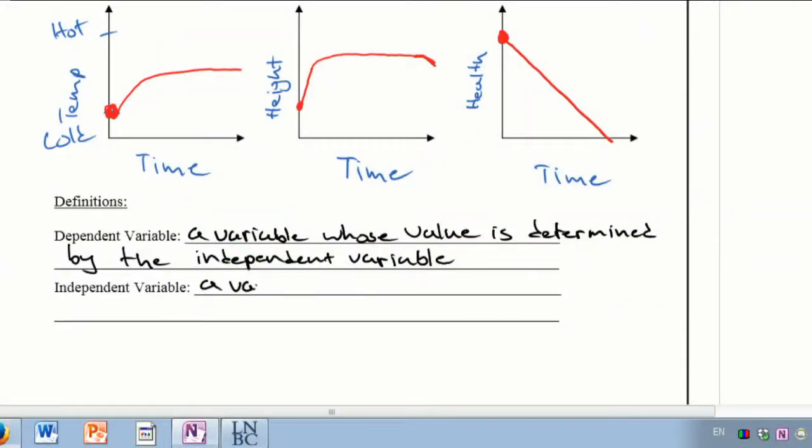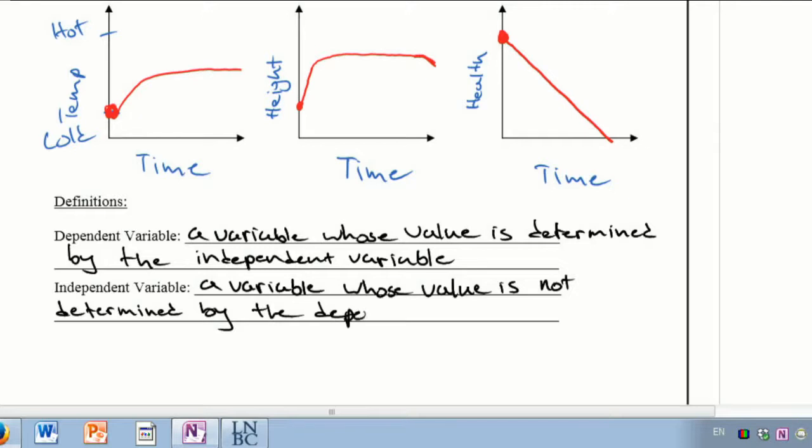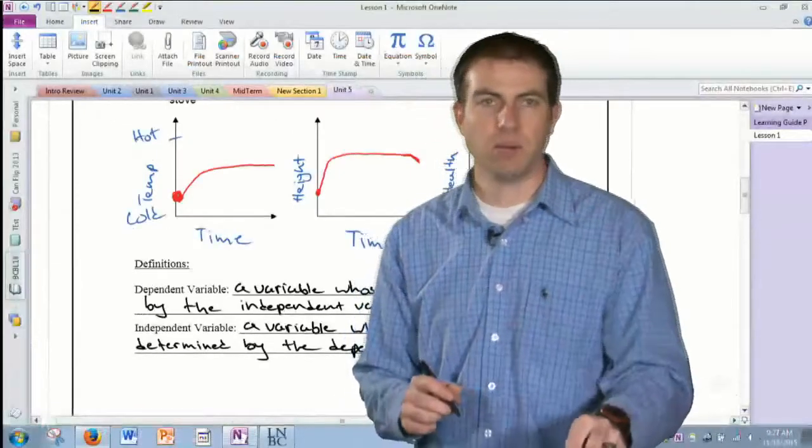A variable whose value is not determined by the dependent variable. Oh my goodness. Hey, that's kind of frustrating, these terrible definitions.